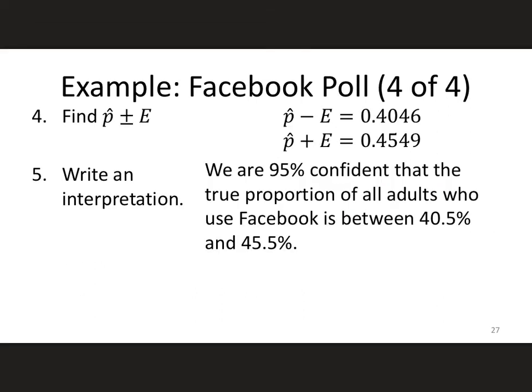Of course, after you find your E, you're going to add and subtract to p-hat, and that's going to give your lower value and your upper. And then you're going to write your interpretation. So we are 95% confident that the true proportion of all adults who use Facebook is between 40.5% and 45.5%.